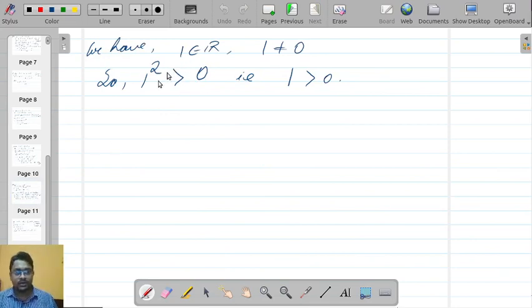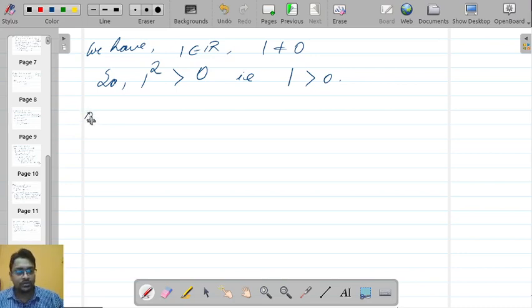Here we are using the fact that 1 square is positive, but 1 square is again 1, so 1 has to be positive. We are using the fact that the square of any real number is positive, and using that we show that 1 has to be greater than 0. So we are deriving everything from the axioms.